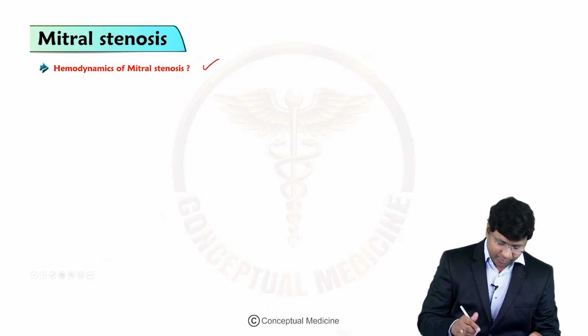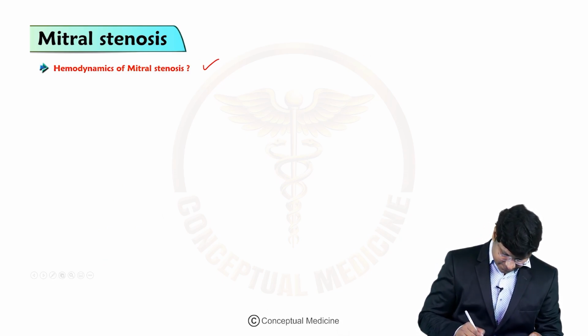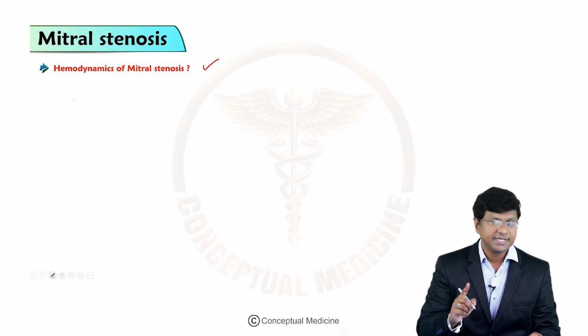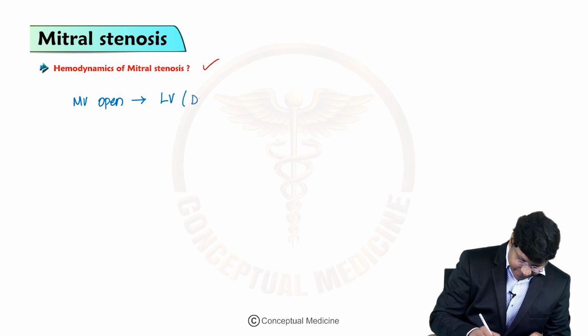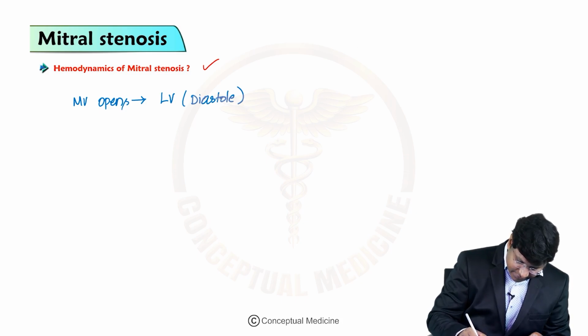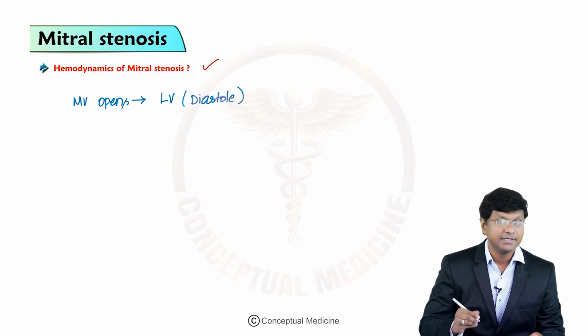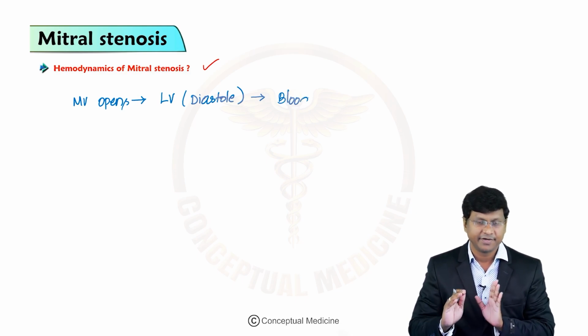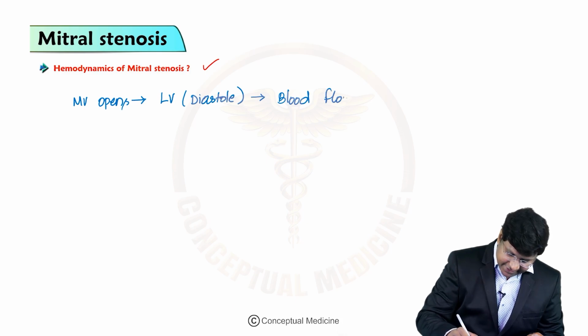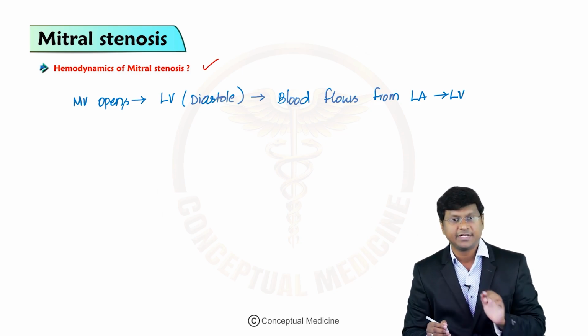Now, coming to the hemodynamics of mitral stenosis. See, in the normal condition, the mitral valve opens during the ventricular diastole. So the mitral valve opens into the left ventricle during the left ventricular diastole, and thereby it allows the flow of blood from the left atrium to the left ventricle. So during the left ventricular diastole, the blood flows from the left atrium to the left ventricle.